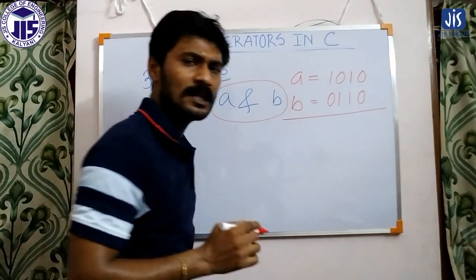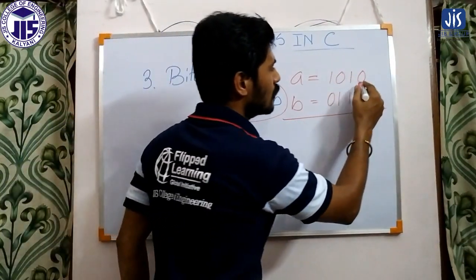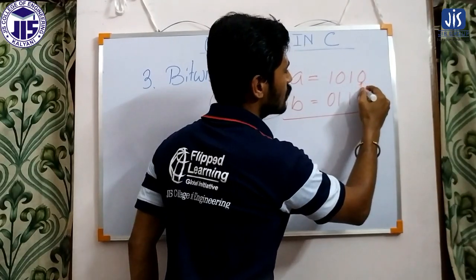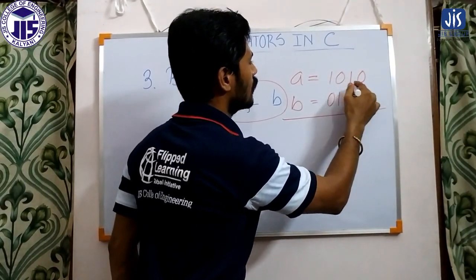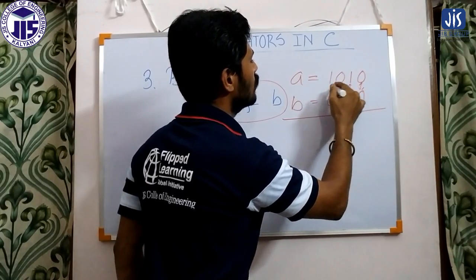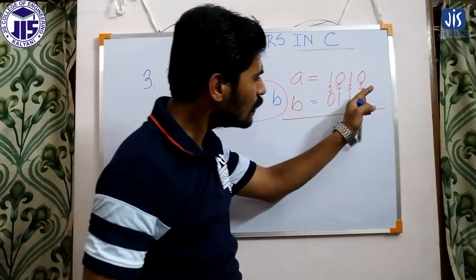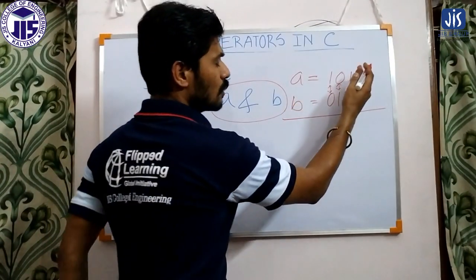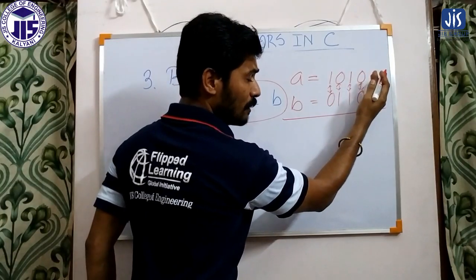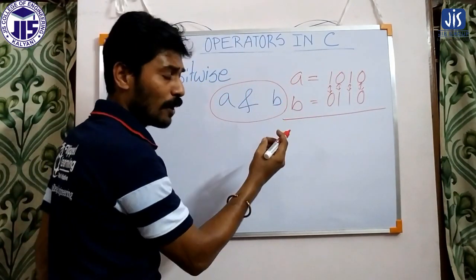AND operation, as we all know, it will perform first AND between these two bits. Okay. Then it will perform AND operation between these two bits. Then it will perform AND operation between these two bits. Then in between these two bits. So it is performing bitwise operation from less significant bit to most significant bit. Okay. First it will start the operation from the less significant bit and it will move towards the most significant bit gradually, and it will perform the operation bitwise.